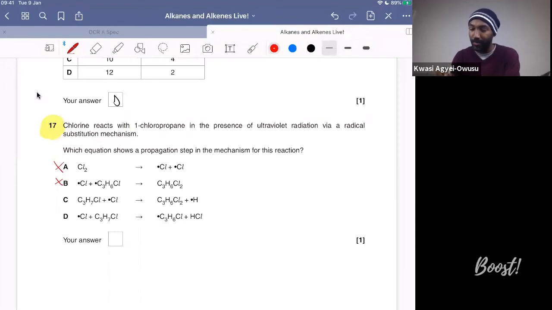So looking at D, we highlight that. We've got 1-chloropropane, and of course it will react with a chlorine radical to give you the 1-chloropropyl radical, so we show that here, and HCl. Okay, so D is your answer. The reason C isn't the answer is because you've got the formation of a hydrogen radical, which we don't get in this mechanism here. Okay, so if we put a blue tick next to the correct answer and write it down, that's D. Okay, so that's 17 taken care of.